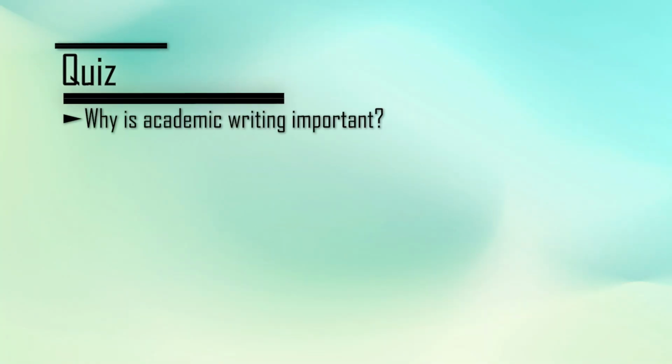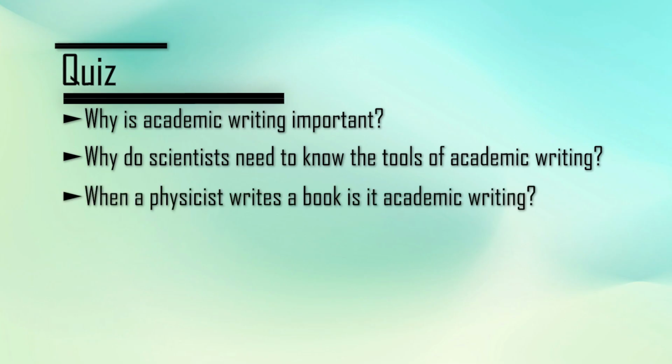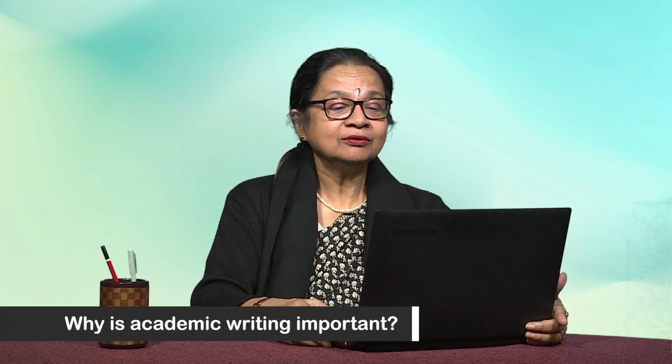Let's have a quiz. I will ask you a couple of questions and let's see if you can give the answers to that. This is all from our discussion that we have had so far. Why is academic writing important? Second, why do scientists need to know the tools of academic writing? Third question, when a physicist writes a book, is it academic writing? When a poet writes a poem, is that academic writing? This is the last question in the quiz.